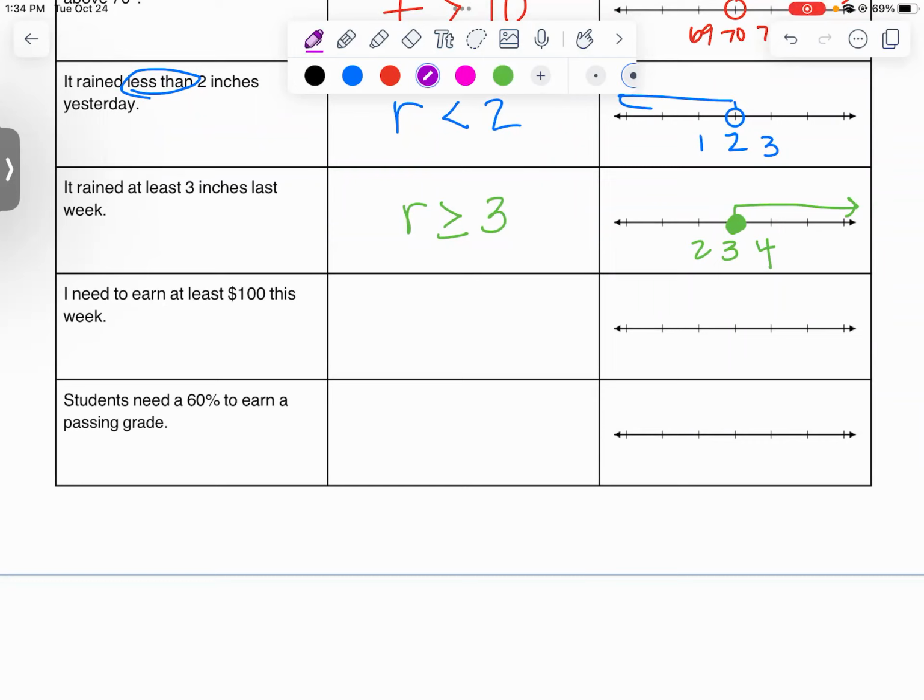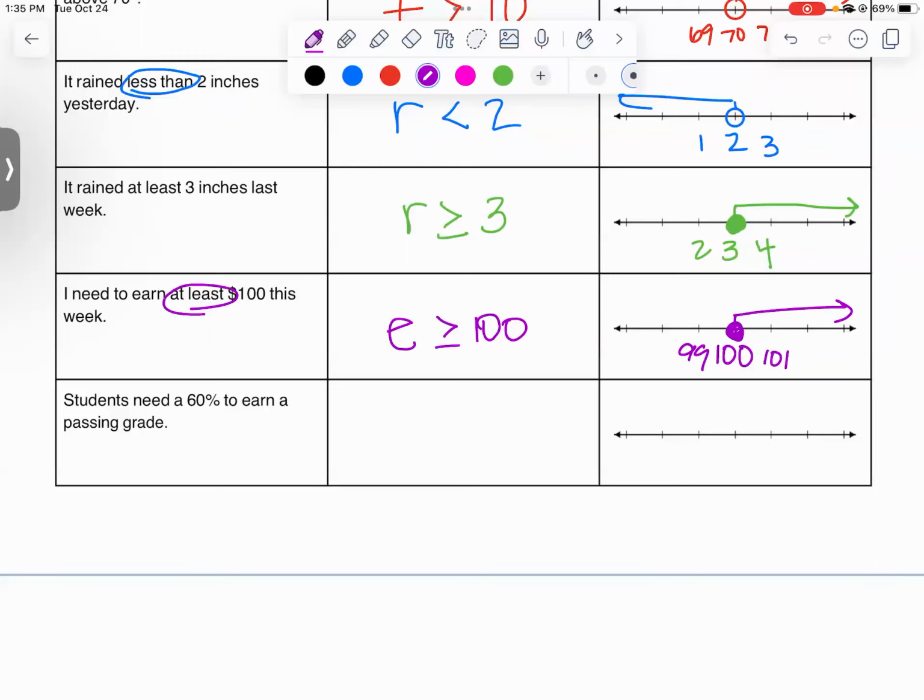You earned at least 100. So E for earned. At least. Emma, what does at least mean? Oh, hey, we just did at least, didn't we? So at 100, we have a closed circle and we're going to go to the right, just like we did with the one before that. They were the exact same problem with a different number.